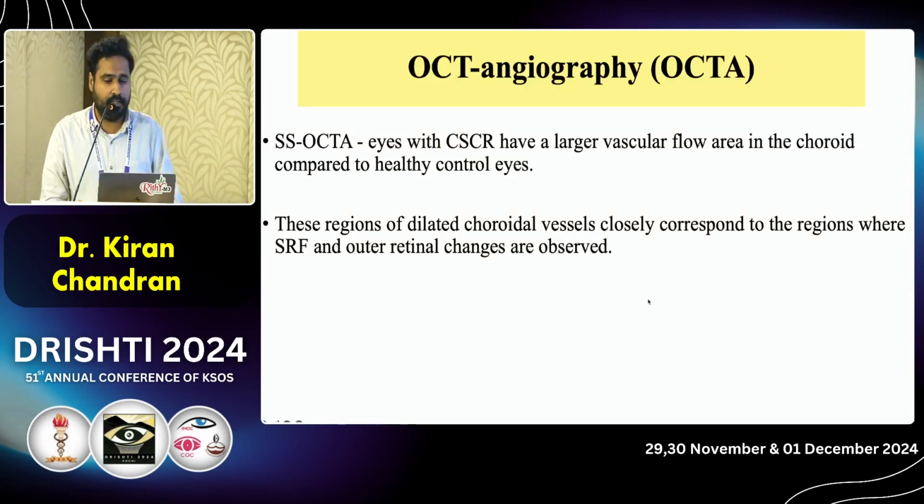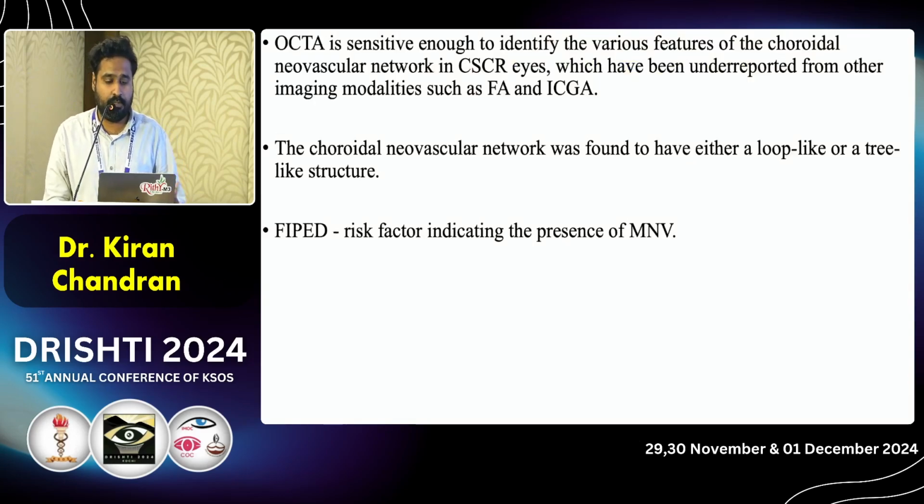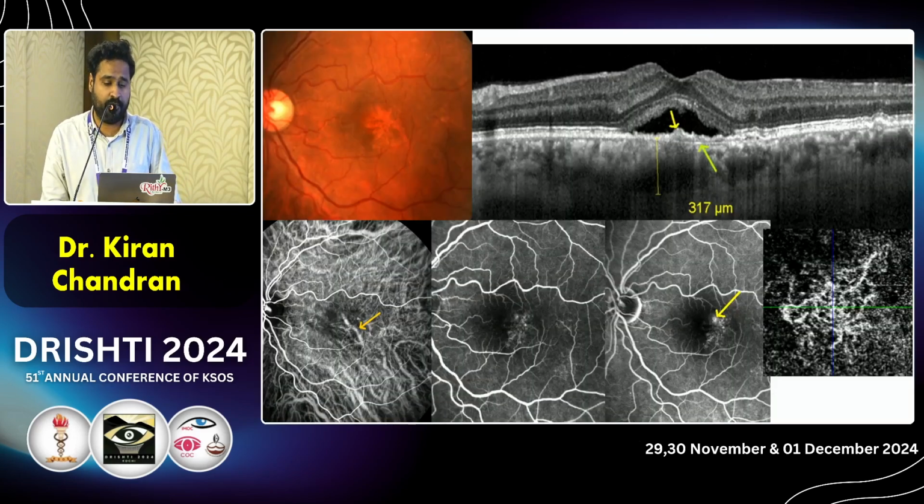OCT angiography in CSCR helps in picking up subtle networks which may be missed on FFA and ICGA. And the presence of a flat irregular PED is an important indicator for presence of MNV. In this case, you can see RPE defects at the macula, subretinal fluid is present, and just below it, you can see a very subtle elevation of the RPE and Bruch's membrane.